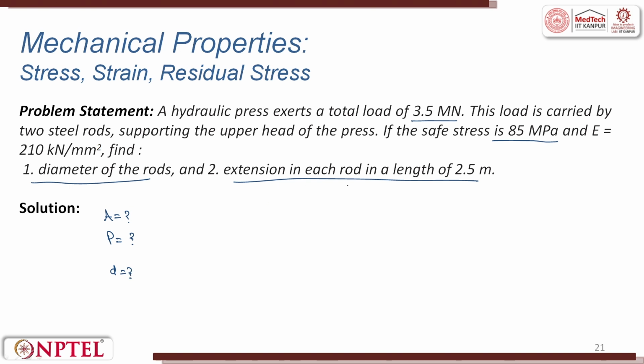The second part is the extension in the rod. Once you know the diameter of the rod, you will use the Young's modulus relation, that is stress by strain. So you will put the value of stress here and strain here, that is P by A over delta L by L. This relation you will use for Young's modulus to find finally the value of delta L. So these problems you will solve.